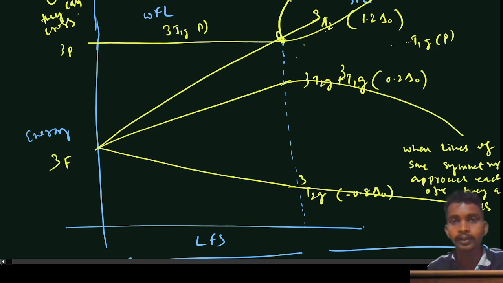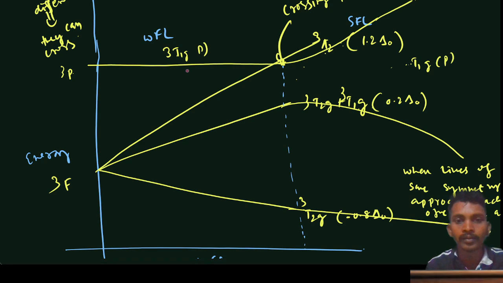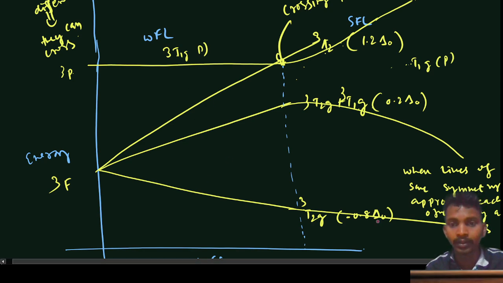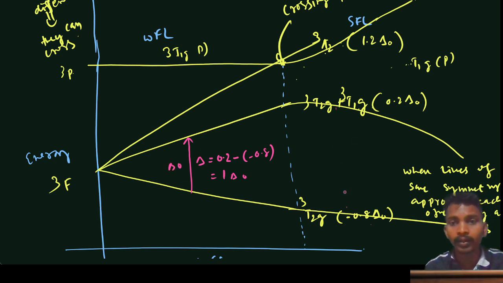Okay, so before the crossover point we can easily calculate delta naught because here the lines are not bent. Okay, so this is 0.8, this is 0.2, so we can get delta naught. That is, delta naught is this minus this, that is 0.2 minus 0.8, that is going to give 1 delta naught. Okay, so that should be 1, and this line should not be bent. Okay, this is delta naught. And after the crossover point we can't calculate this one because this is bent. Okay, so this is not delta naught, so we have to look for which is not bent.